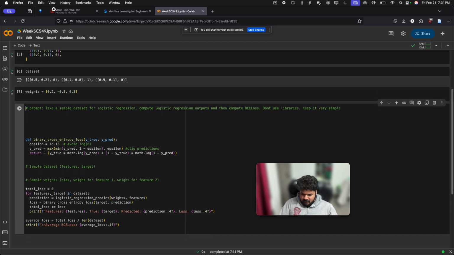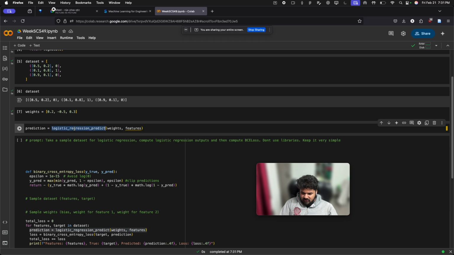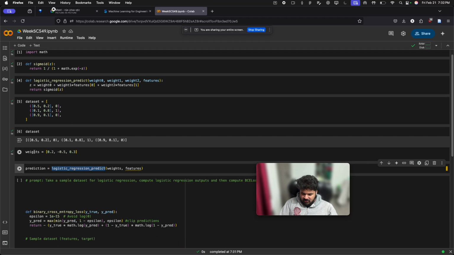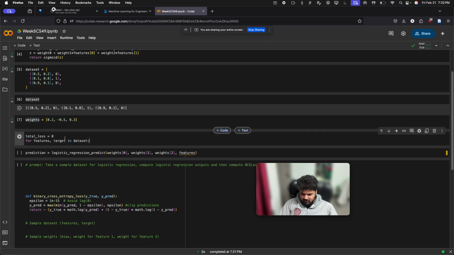Okay. Let me compute logistic regression. Logistic regression predict. This is the function, right? We pass weights of 0, weights of 1, weights of 2. Then we take the data set. Let me write it in loop format, but it's written here. Let's compute loss, etc. Loss is written here.